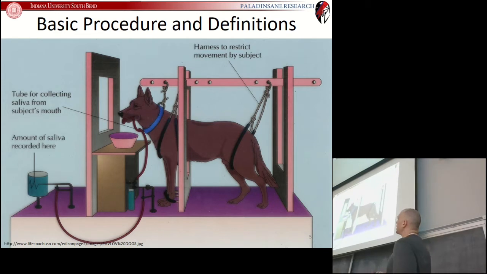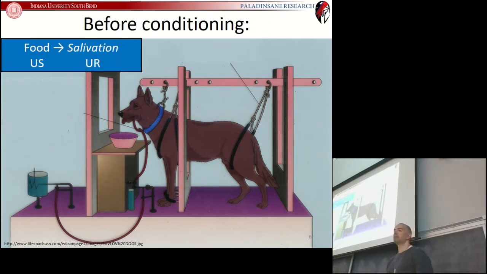In classical conditioning, you have an unconditioned stimulus, and that unconditioned stimulus causes an unconditioned response. So before conditioning, before any learning has occurred whatsoever for this particular dog, food is an unconditioned stimulus. And we know that because food will cause the target behavior, which is salivation, which is the unconditioned response. So if you give a dog food without learning anything, that dog will start to salivate. Food causes salivation. The unconditioned stimulus causes the unconditioned response.